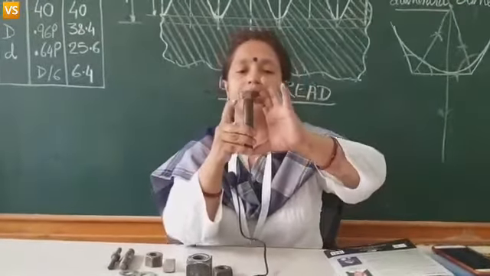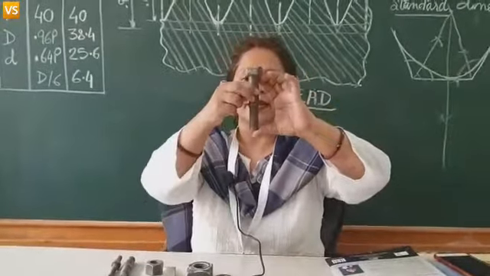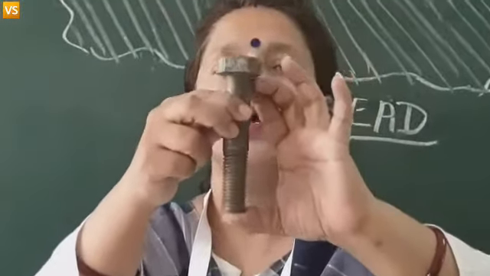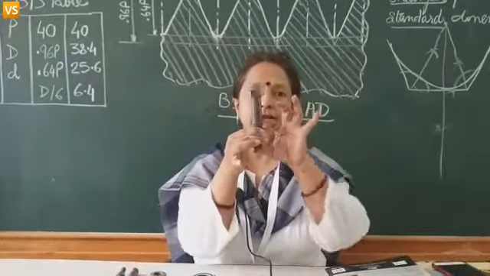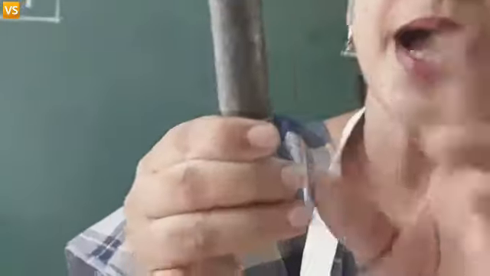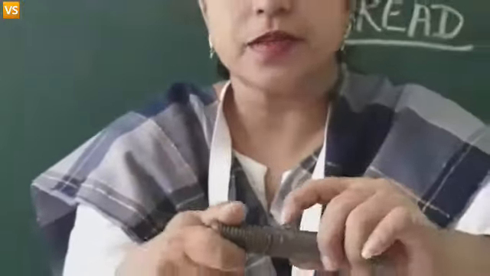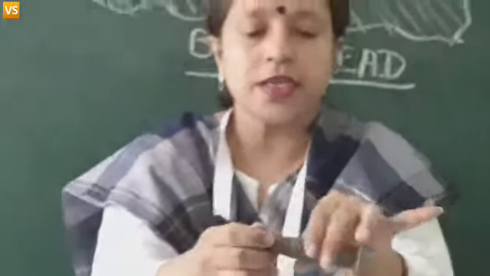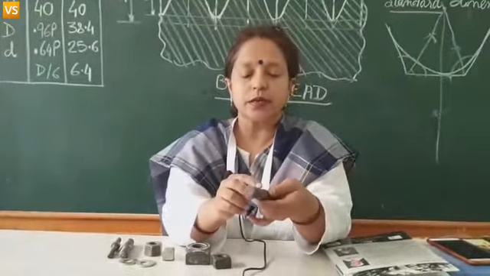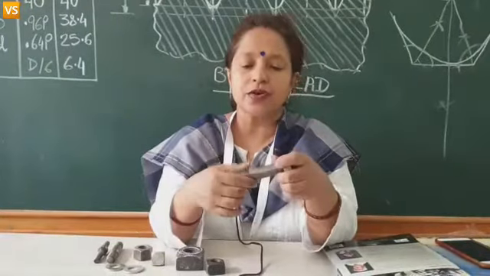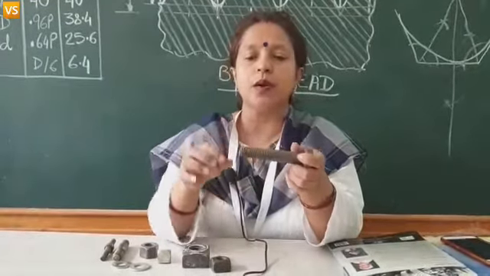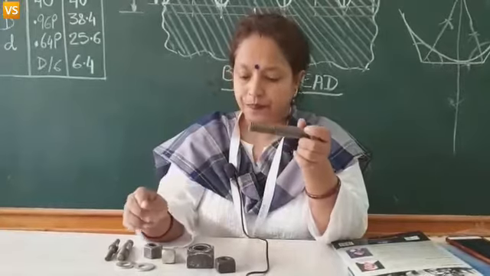Then this entire cylindrical part is called shank. Then this part is called threaded length. And the place where these threads merge in the shank, you can see they do not stop abruptly, they merge in this shank, and that part is called run out area.